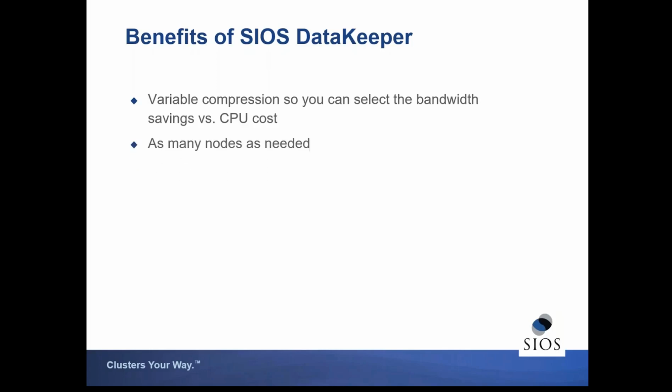With SIOS DataKeeper, we can replicate to as many nodes as we need to. So if you need a 6-node cluster replicating data across it, you can do that with SIOS DataKeeper. You replicate all your LUNs to all 6 nodes, and as many of those can be synchronous as you want or asynchronous. So if you've got 3 or 4 in the local site and 2 in a remote site, the DR site, you can do that. Fully supported with SIOS DataKeeper.